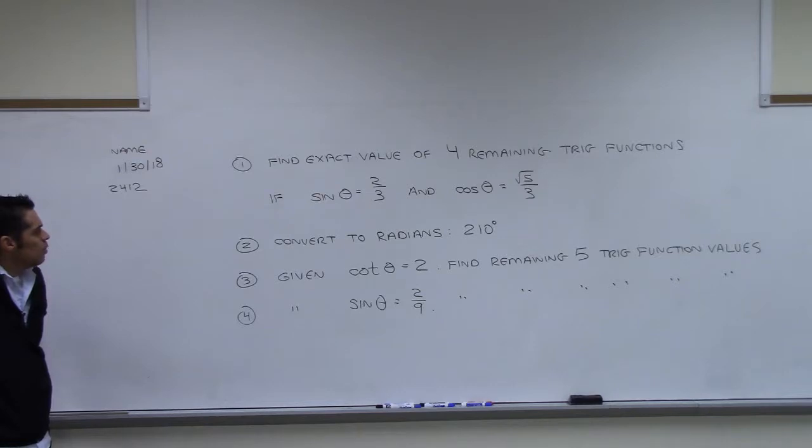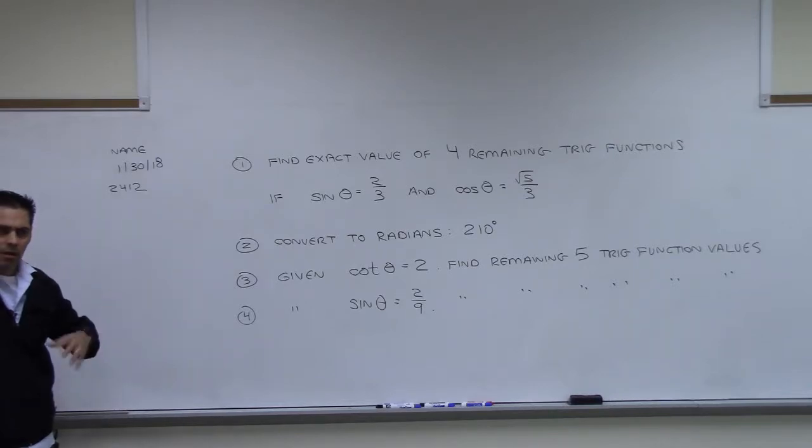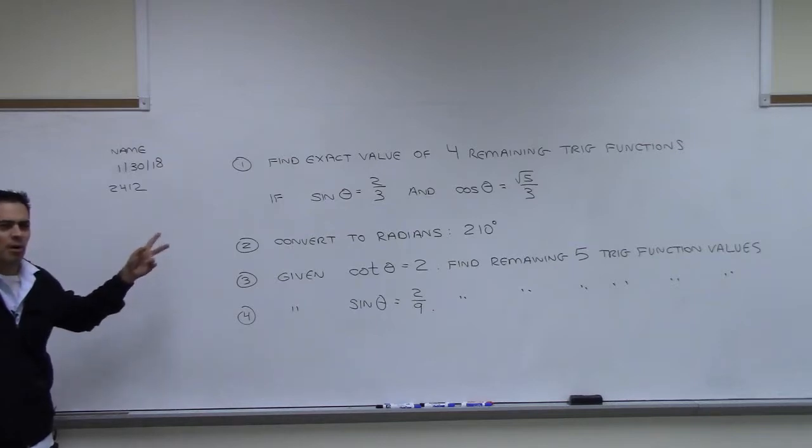So problems 1, 3, and 4 are all the same problems, basically. They're all the same thing. You just draw some triangles and figure out what the other sides of the triangle are, and then just do all your ratios, SOHCAHTOA, and then flip all those over. Hopefully that was okay for you. I mean, those were all homework problems pretty much, right?